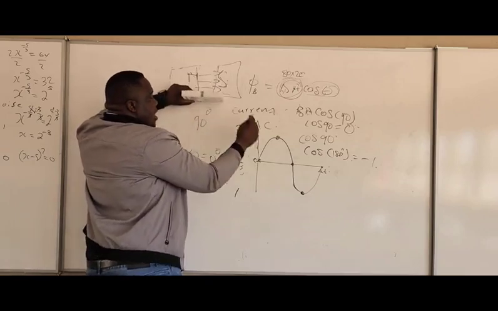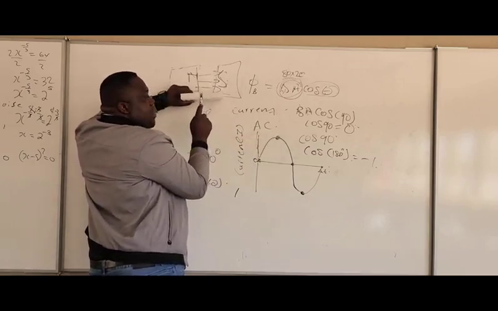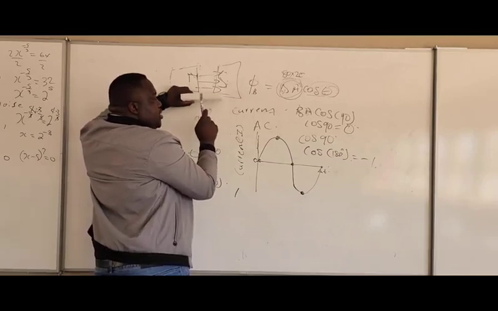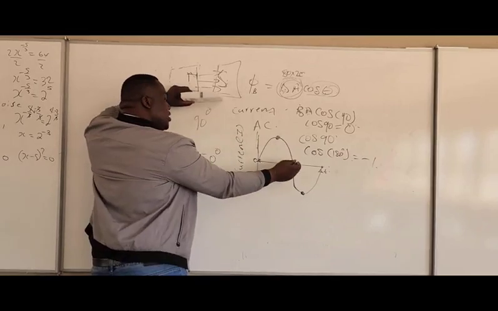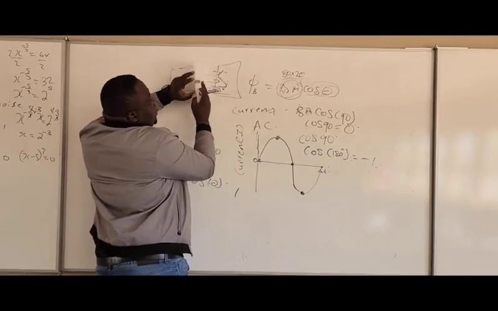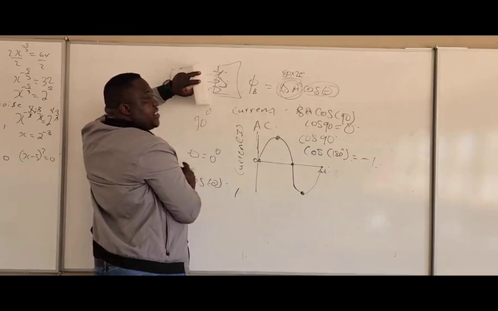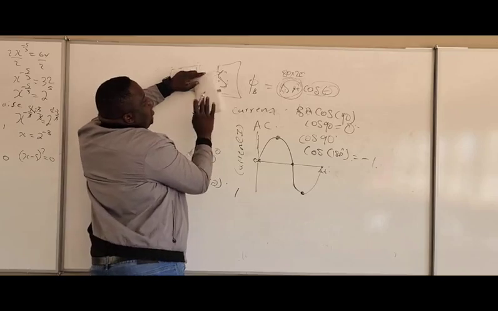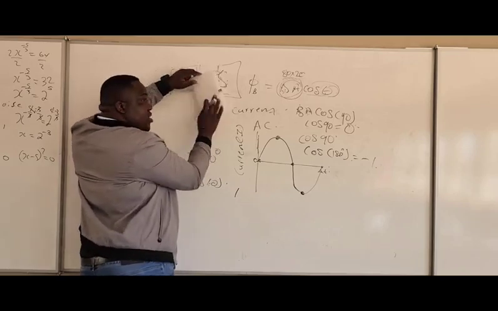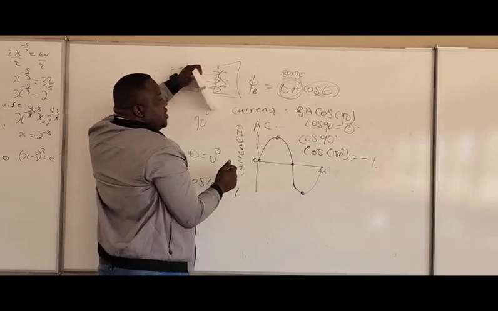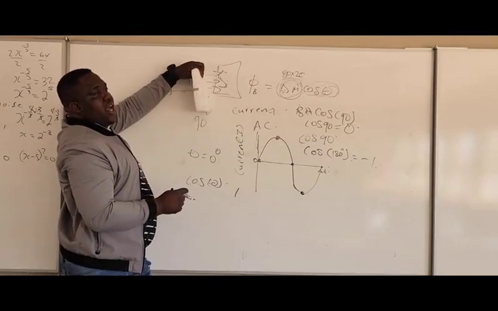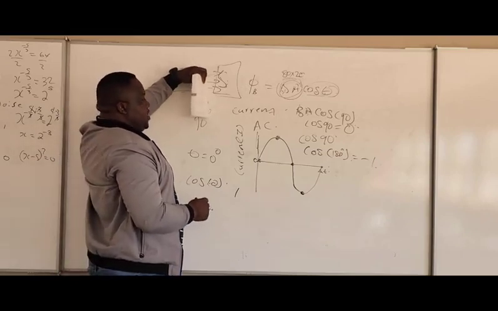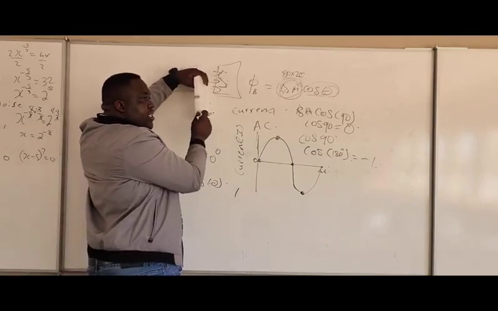Then when it turned again, what is happening between the normal line and the magnetic field line? The angle between them is 90. Cos 90 is 0. That's why it went to 0. It turned again, but this time the face is in the opposite direction. I was looking at this face initially. This time I'm looking at the other side of the coil. Meaning that it has turned how much? It has turned 180 degrees. Then when it has turned 180 degrees, what will happen?